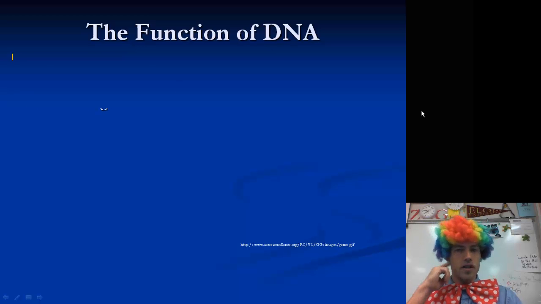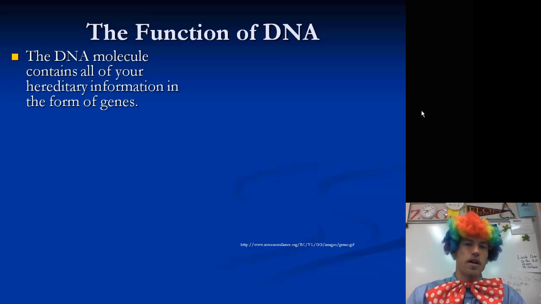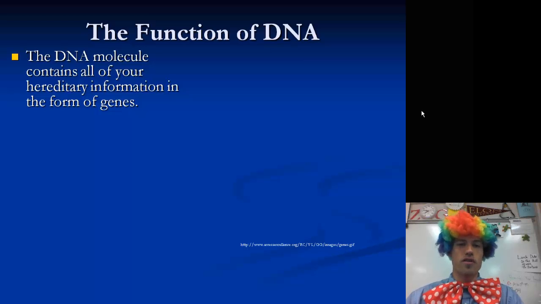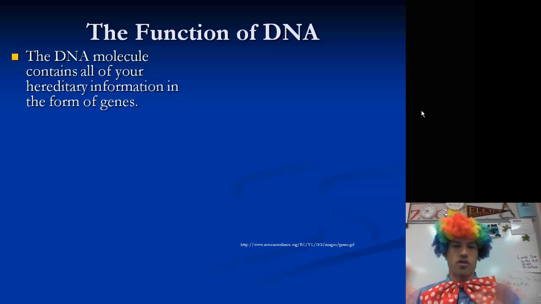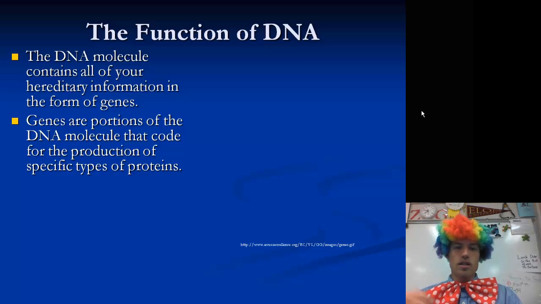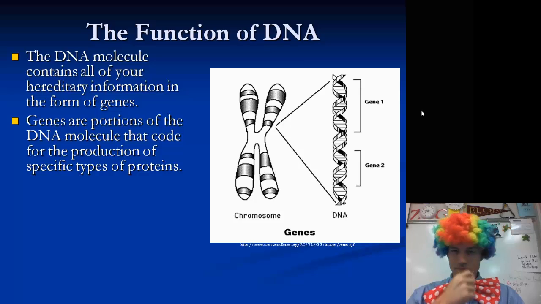So what is the function of DNA? We talked about this before. The DNA molecule contains all of your hereditary information in the form of genes. Okay, so we've got a sequence of A's, T's, G's, and C's, and different sections of that code for particular things, and we call the particular section a gene. So it's just a portion of the DNA that codes for production of a specific protein. For example, the proteins in your muscles, the proteins in your hair, whatever it is, it's just the particular protein. We call that a gene.